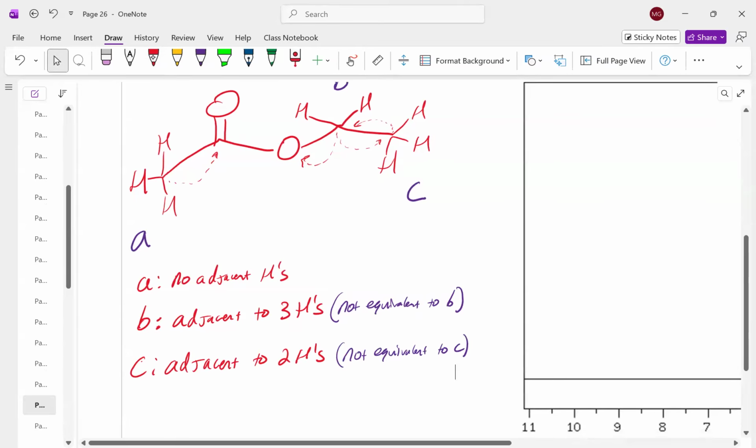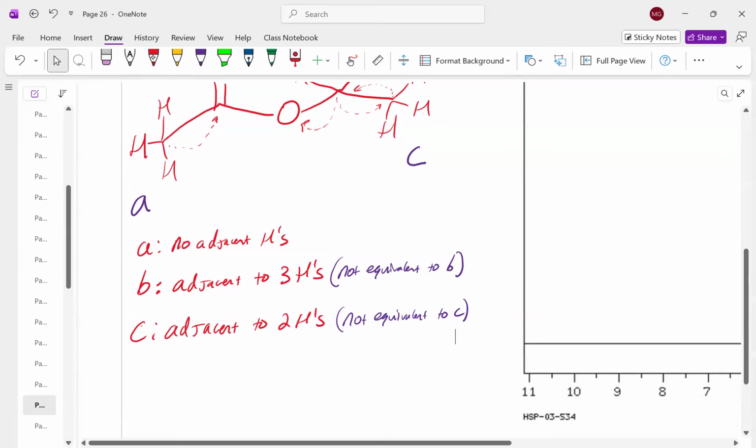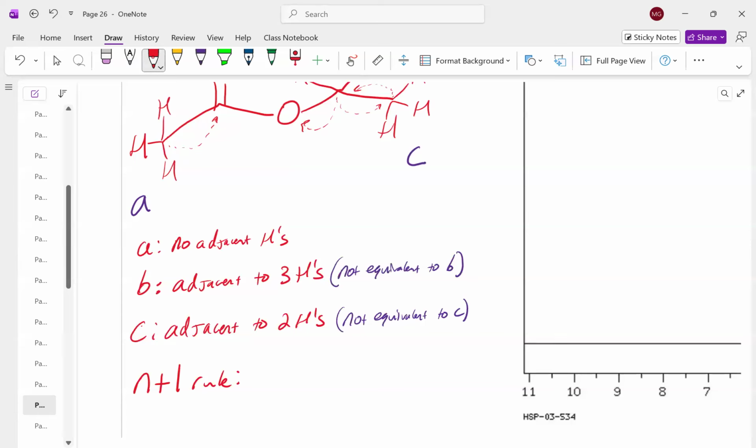Now, the rule that we use to predict what the splitting is going to be is simply the n+1 rule, which is basically that n is the number of adjacent hydrogens that are not equivalent.